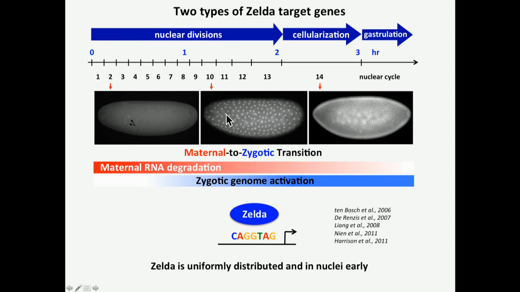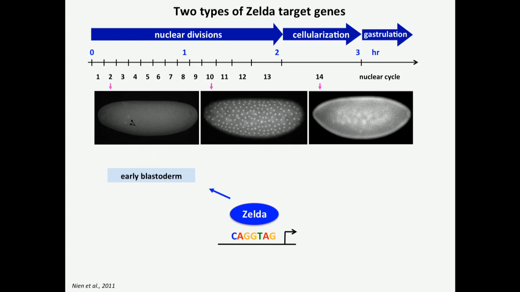Okay. We know that there are 2 types of Zelda targets. The first type of target are genes that are expressed very early, genes, for example, that are involved in processes such as sex determination and cellularization, and also other early blastoderm genes, such as the gene HALO, which is expressed ubiquitously like Zelda, and is mostly absent in Zelda minus.